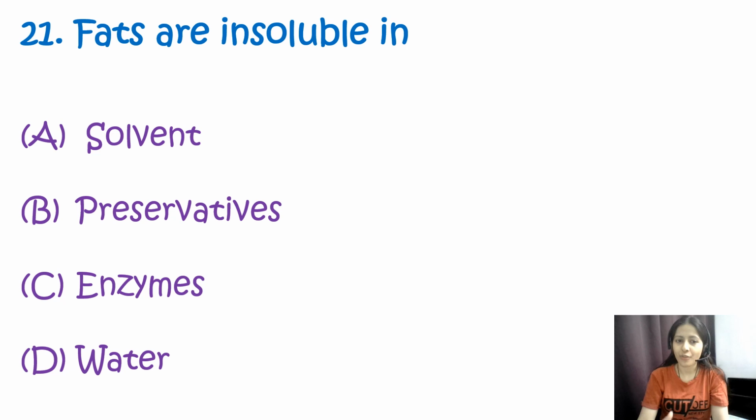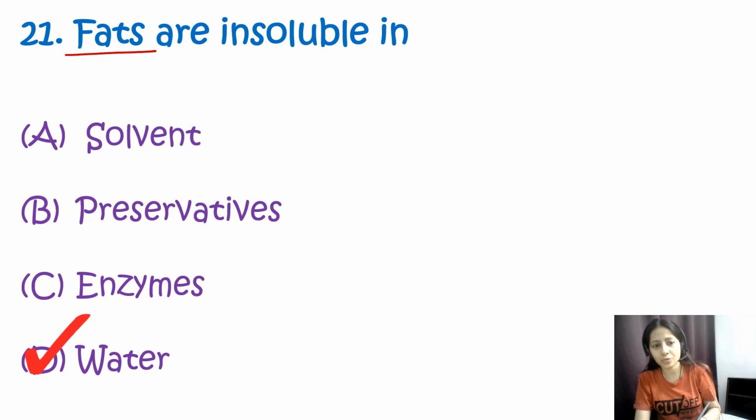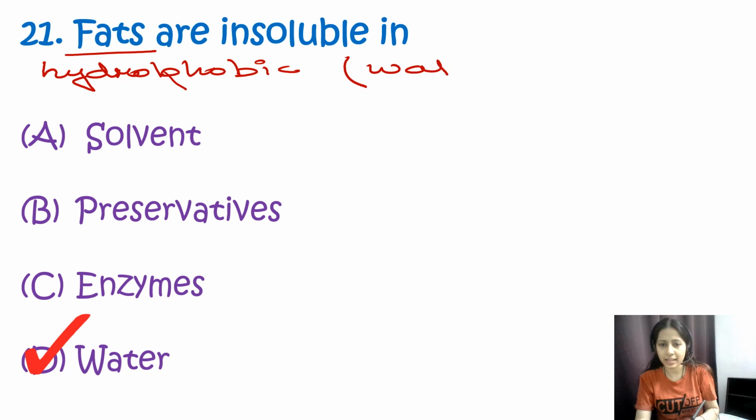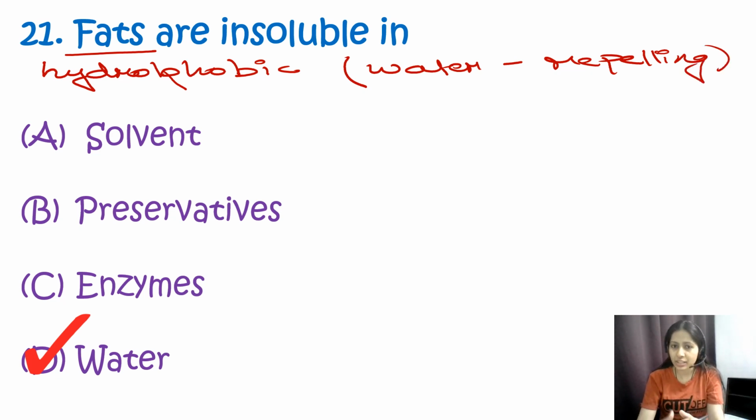Question number 21. Fats are insoluble in, options are solvents, separation, preservatives, enzymes and water. So over here my correct option is D, that is water. Fats are insoluble in water, and we know fats are hydrophobic in nature. Hydrophobic means water repelling. So it is a water repelling molecule. That means they do not mix with water due to the difference in their molecular structure. So over here the correct option is D, that is water.